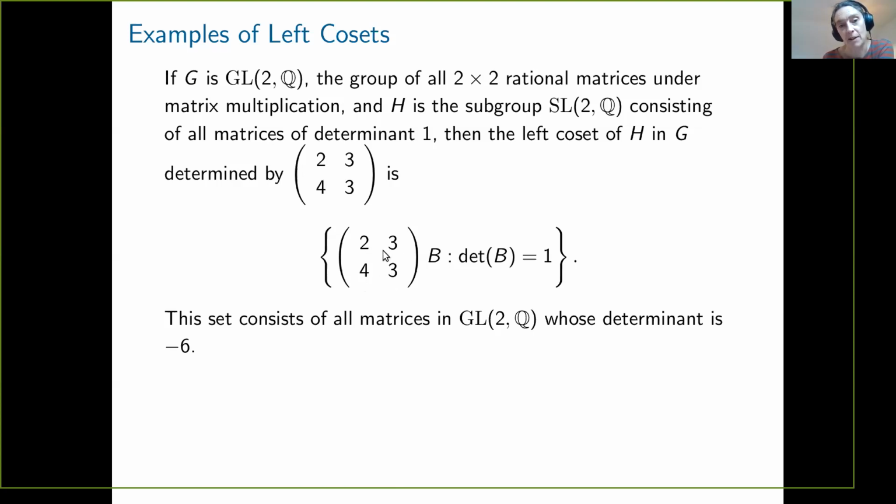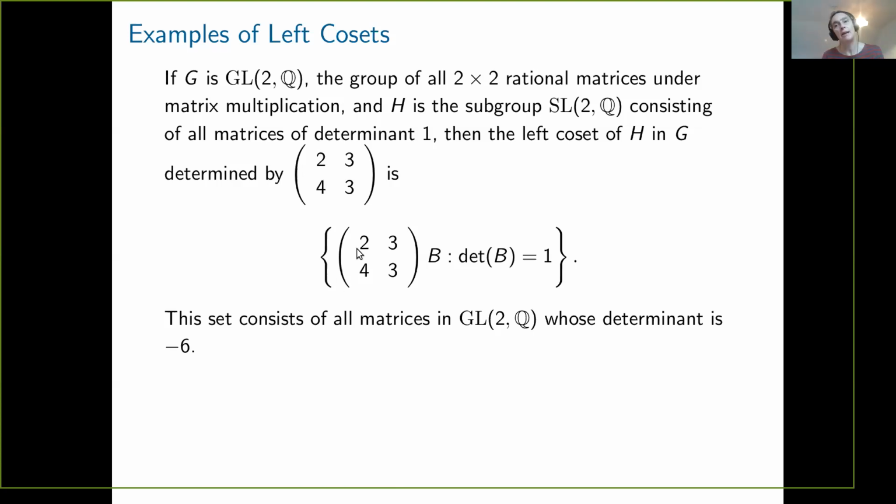The determinant here is 6 minus 12, so it's -6. So in fact, every element of this subset has determinant -6. Not only that, but every matrix of determinant -6, whose entries are rational, is in this set because it can be obtained by multiplying something of determinant 1 by this invertible matrix on the left. So in this case, again, we can give a description of what the coset determined by a particular matrix is. It's the set of all matrices in the bigger group whose determinant is the same as the determinant of this one, which for this example happens to be -6.